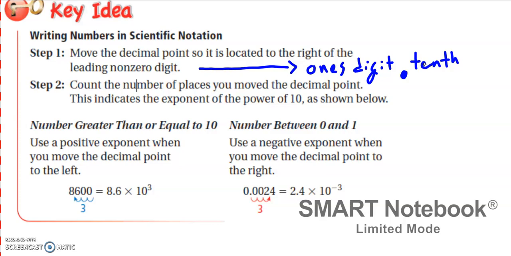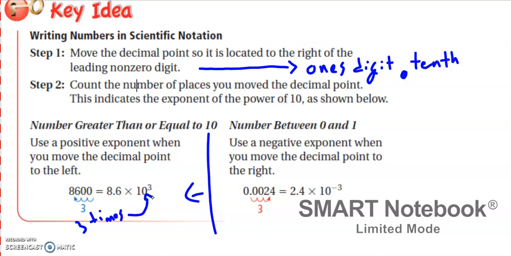Step 2 says count the number of places you move the decimal point. This indicates the exponent of the power of 10 as shown below. So we need to then count and say, okay, how many times did I move this decimal point? That's going to be the exponent for the base of 10. So for the first example, all the way on the left-hand side, number 1 says we're starting out with 8,600. And we can rewrite that as 8.6 times 10 to the third. Well, if you notice, we move the decimal place 3 times. So now our exponent is going to be positive 3.